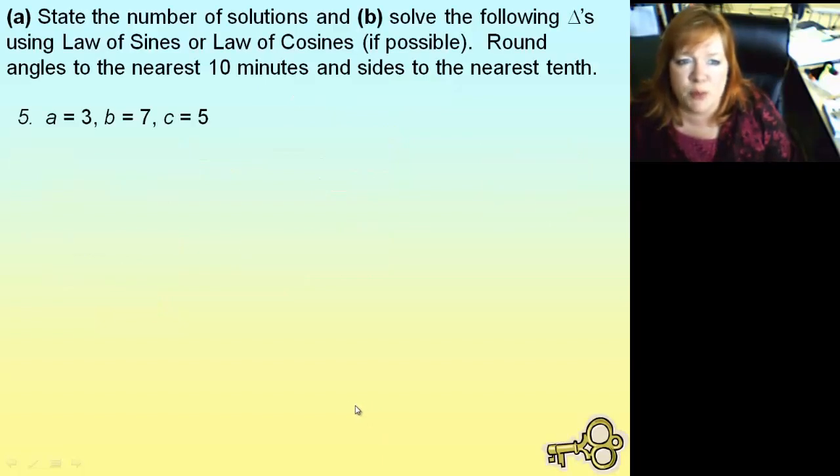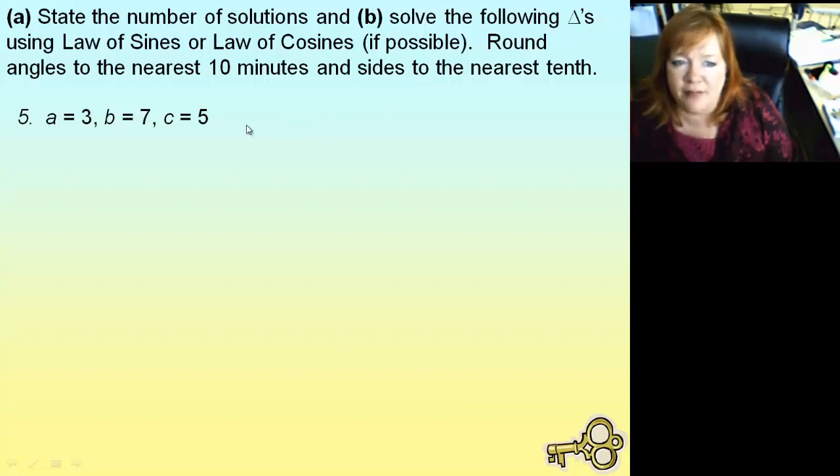So first part of the test after the formulas, which are no-brainers, is it says state the number of solutions. Well, the number of solutions, unless you have ASS, is going to be one solution. So unless you have ASS, you don't have to worry about this part. Put 1. Then you're going to solve the following triangles using law of sines or cosines, if possible. Round the angles to the nearest 10 minutes and the sides to the nearest tenth.